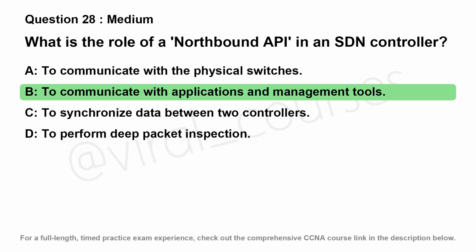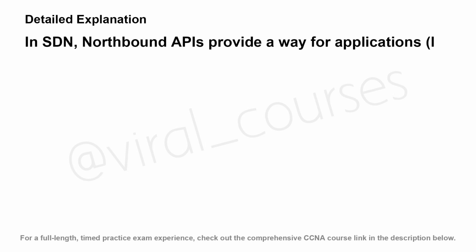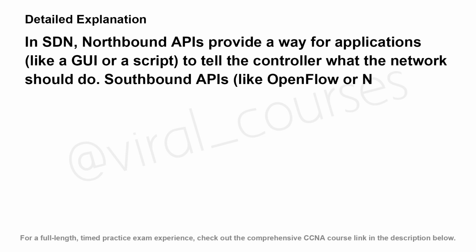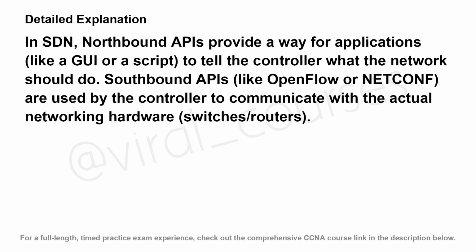The correct answer is B. In SDN, northbound APIs provide a way for applications, like a GUI or a script, to tell the controller what the network should do. Southbound APIs, like OpenFlow or NETCONF, are used by the controller to communicate with the actual networking hardware, switches and routers.